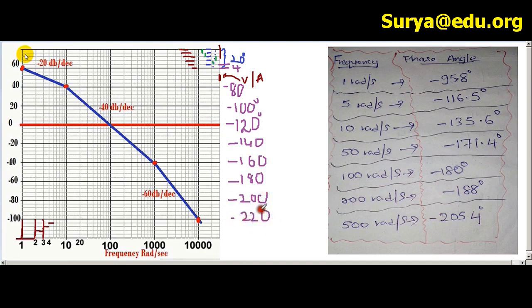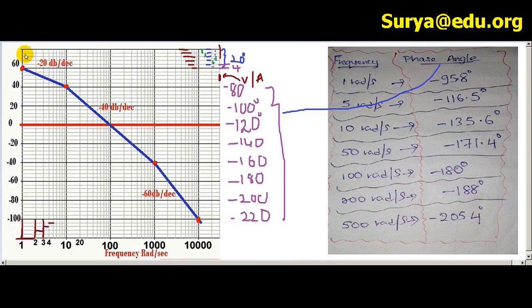So now you can see, now we have very nicely divided. Again check the divisions whether the division order is correct or not. Now this side stands for the phase angle that you have calculated. So minus 80, minus 100, minus 120, minus 140, minus 160, minus 180, minus 200, minus 220. Okay, so now let's see. So now you are going to mark those points. So let's use a different color.